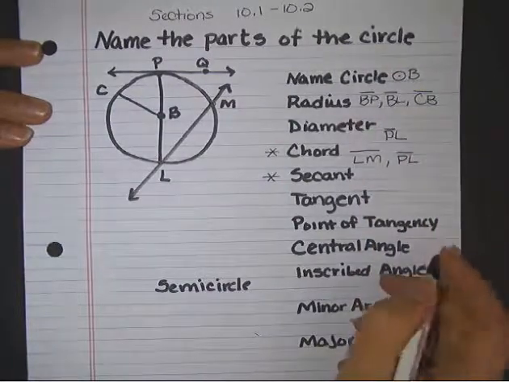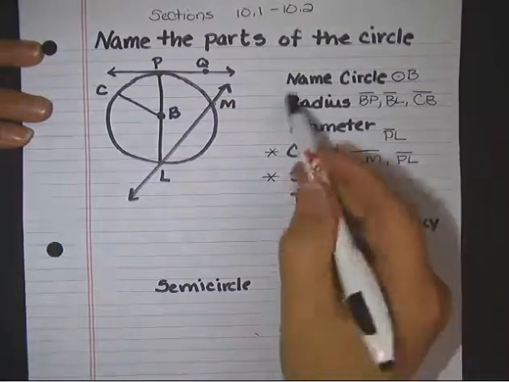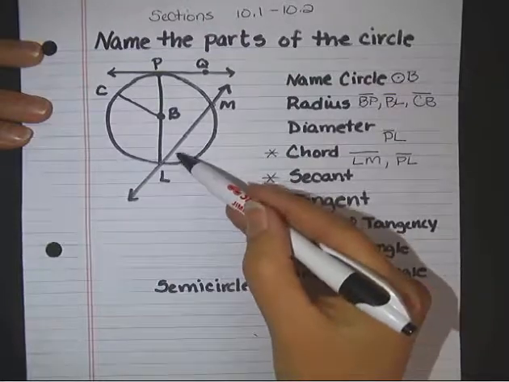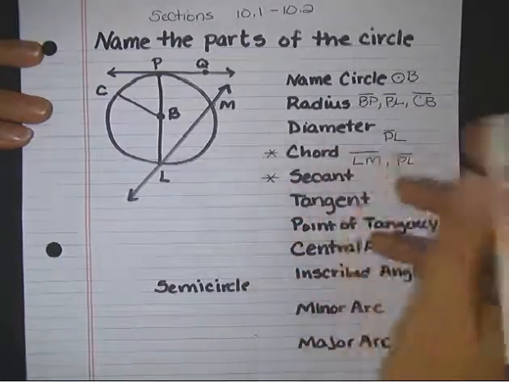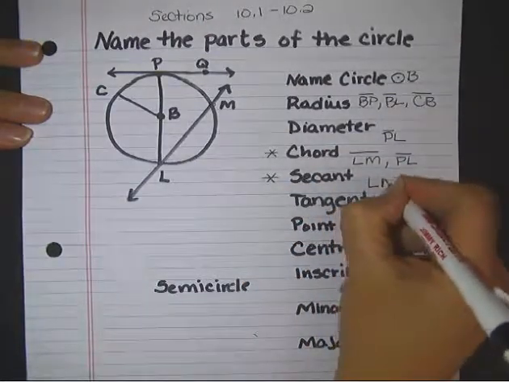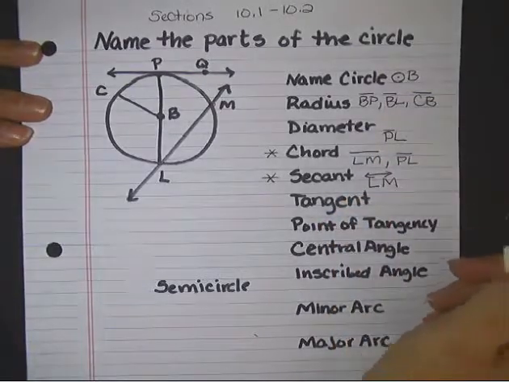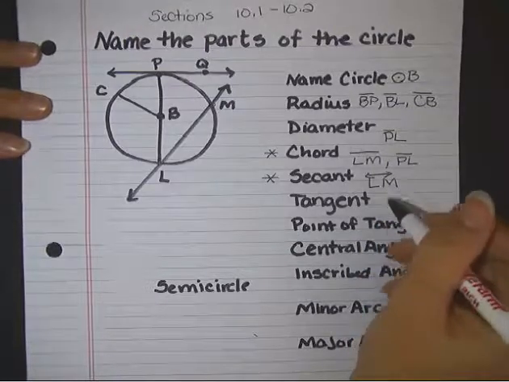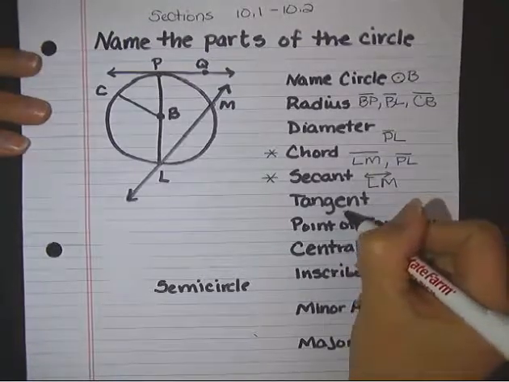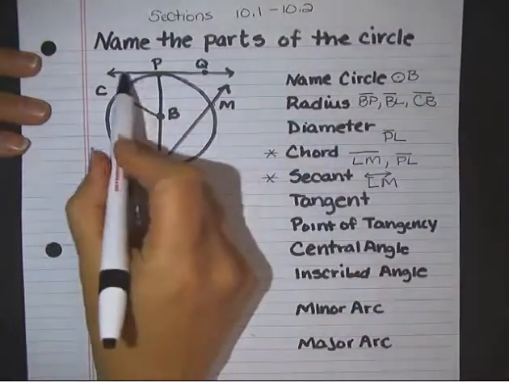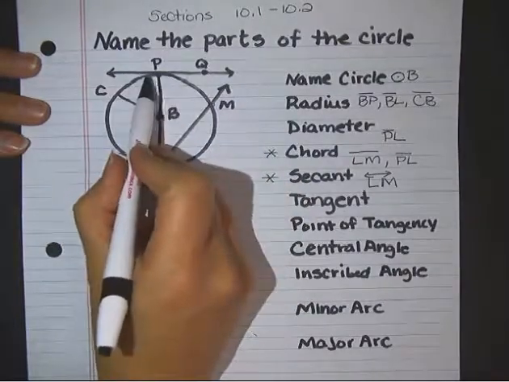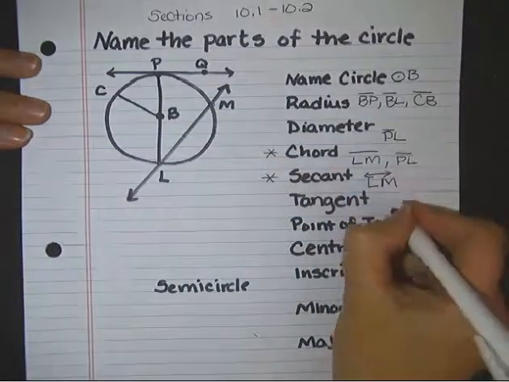A secant is a line that passes through the circle and intersects it twice. So we could say the secant is also LM, but LM the line, where the chord was LM the segment. So make sure you make that differentiation. Tangent is a line that only touches a circle in one place. So this would be PQ, the line.